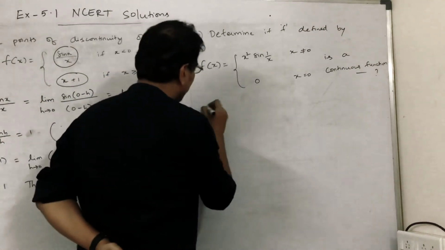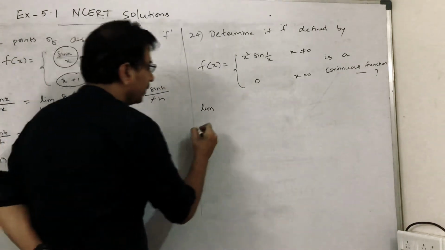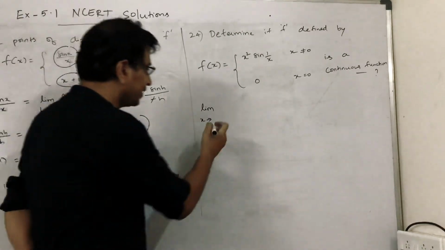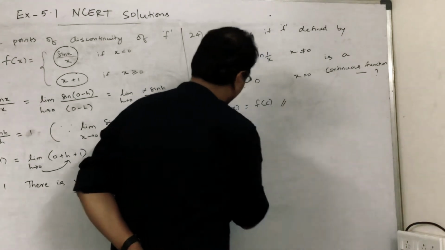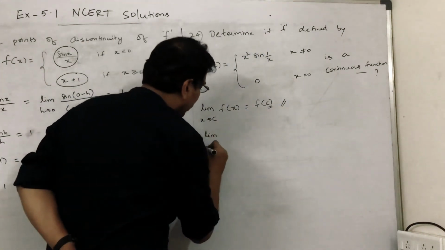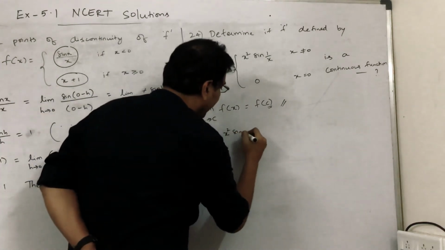For that, we will use the definition. When will the function be continuous? When the value of limit x tends to c, f of x, comes out to be f of c, then the function is continuous at x is equal to c. We use the same logic here. Instead of c you have 0. So, limit x tends to 0, the function is x square into sin of 1 by x.